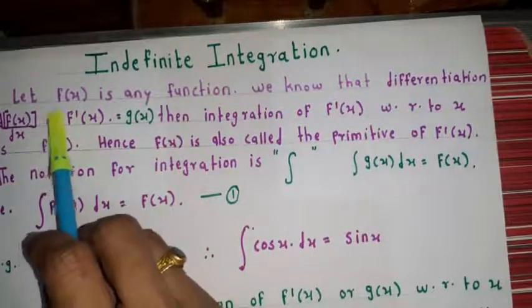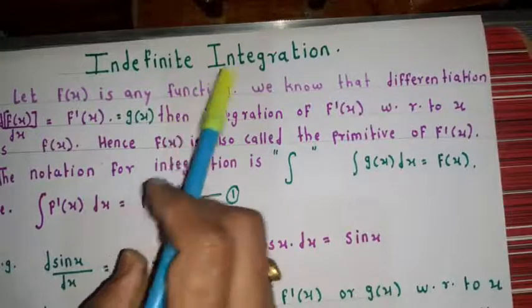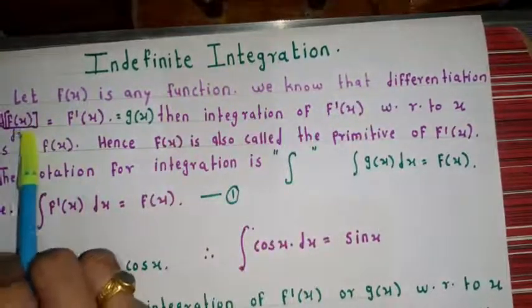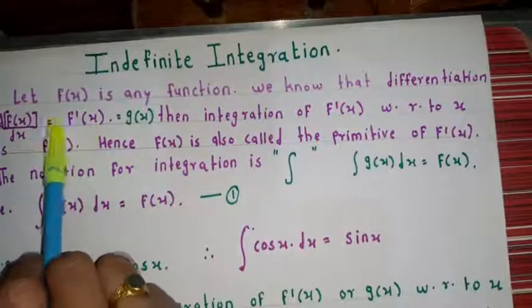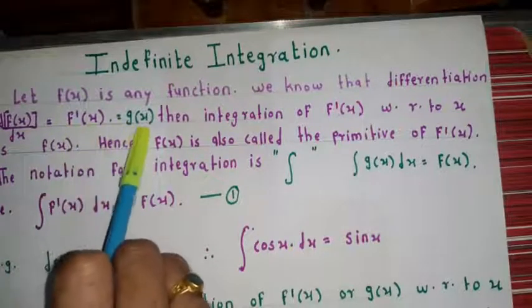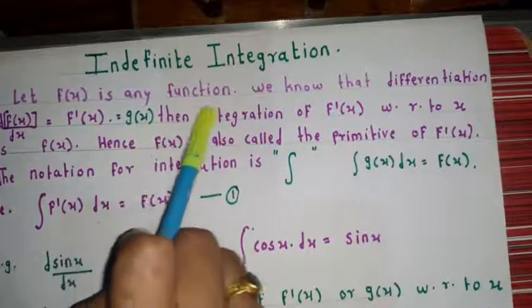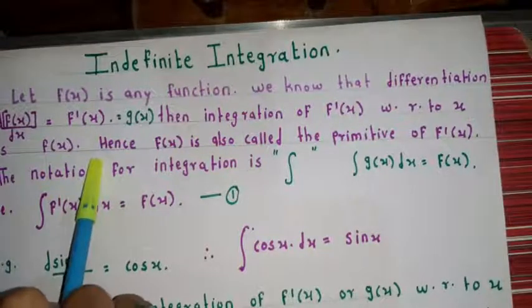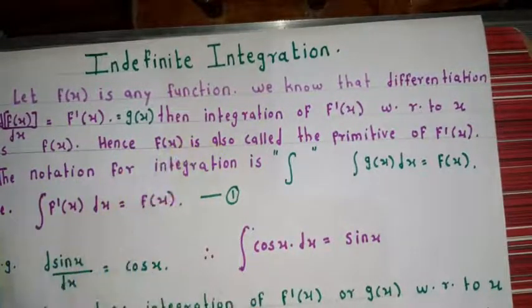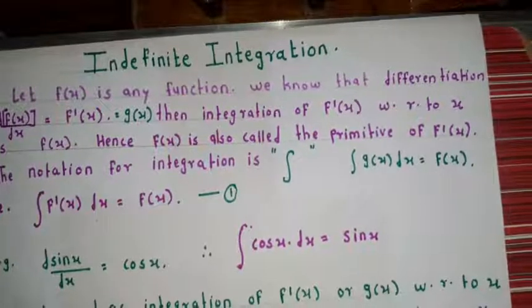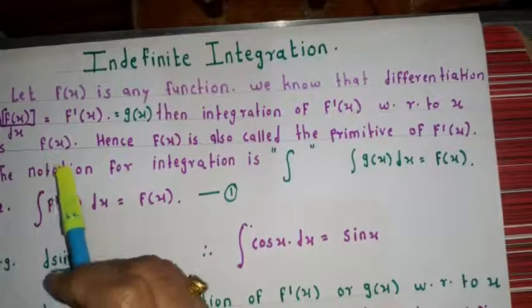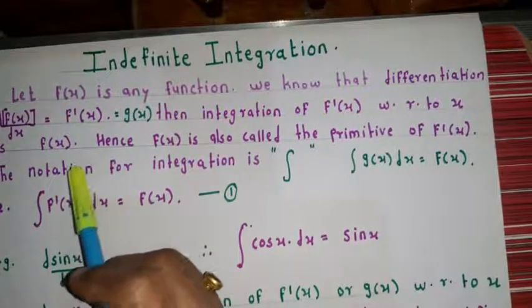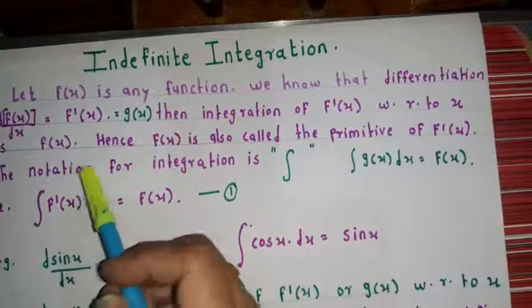Suppose f of x is any function, then we know that the differentiation of f of x is f dash of x. Suppose we consider f dash of x equal to g of x. Then the integration of f dash of x with respect to x is f of x. And here f of x is also called the primitive of f dash of x or g of x. Okay students, so this clearly means that integration is nothing but the antiderivative.